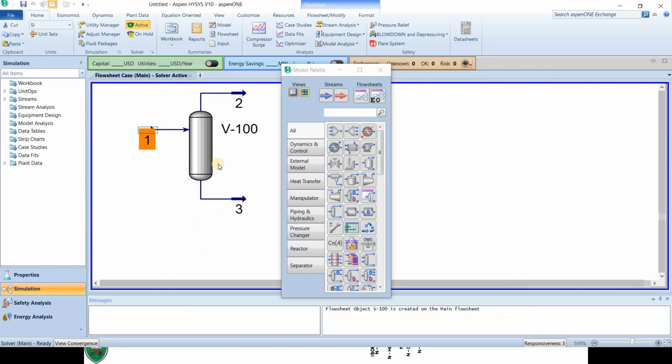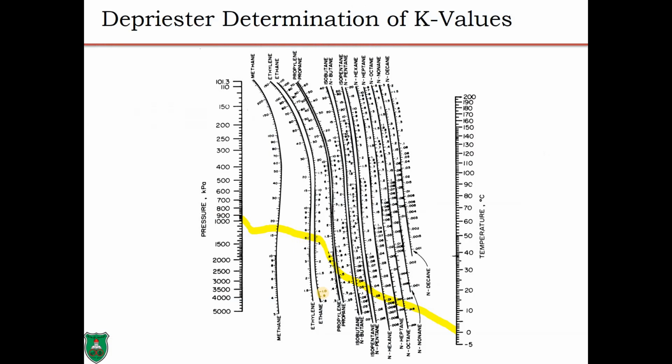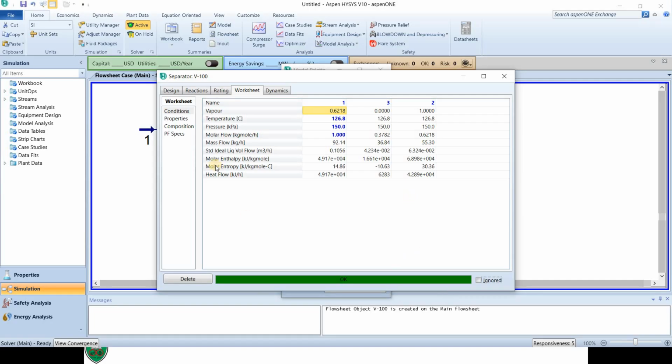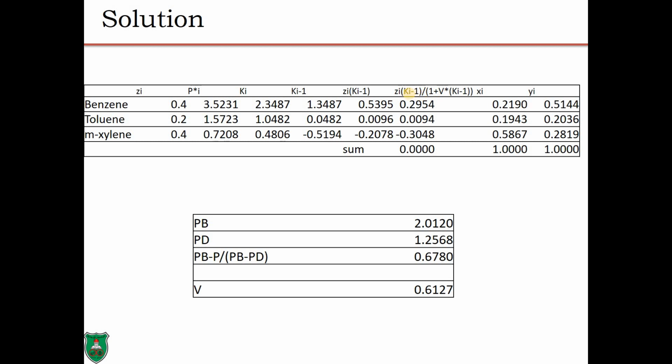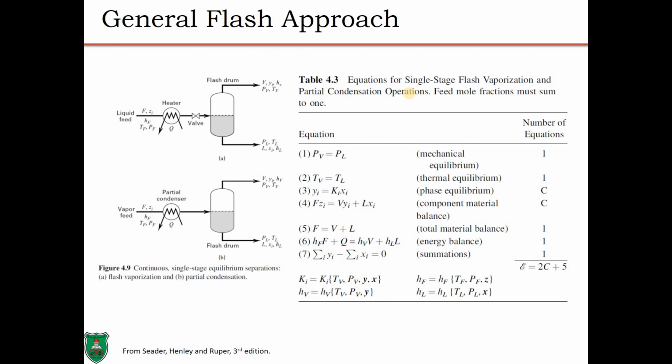And this is okay, and notice what happens right now. Everything is solved in Hysys. If I go to the worksheet, notice that the vapor fraction is 0.6218, while the value we have calculated is 0.6127. In the composition part, for example, if we look at benzene, it's 0.219 and 0.51. So there is agreement between the Hysys solution and our solution using Raoult's law. And the Priester chart is of historical interest rather than applications right now.